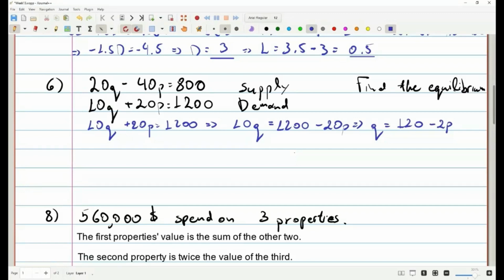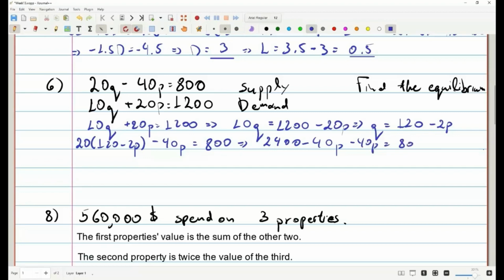Then I will use this to go to the first equation and substitute Q. So I'll have 20 times (120 minus 2P) minus 40P is equal to 800. Multiplying out gives us 2400 minus 40P minus 40P is equal to 800.